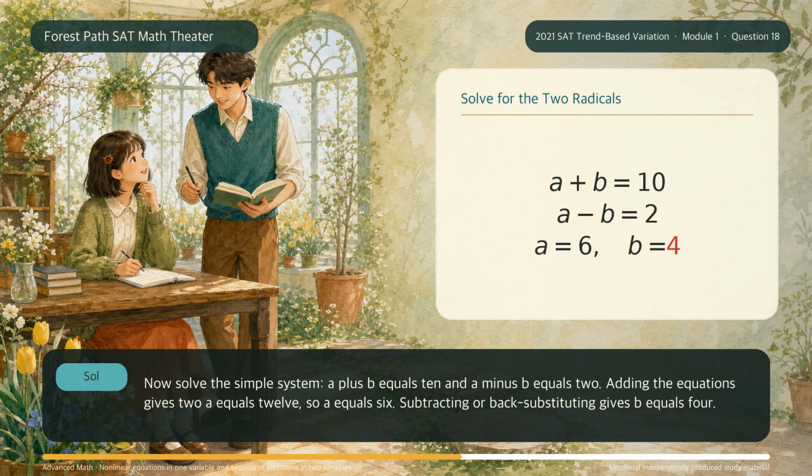Now solve the simple system. a plus b equals 10 and a minus b equals 2. Adding the equations gives 2a equals 12, so a equals 6. Subtracting or back substituting gives b equals 4.